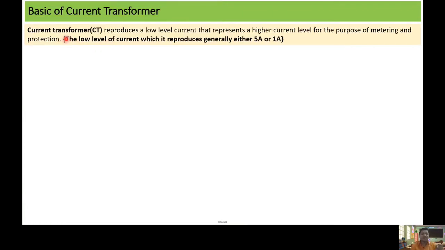If you ask me what a current transformer does, a current transformer reproduces a low level current that represents a high level current, meaning it's a kind of step down transformer, and this low level current is used for the purpose of metering and protection. A very important point is that the low level current which a current transformer reproduces is generally either 5 amps or 1 amp. That means whatever current is flowing in the primary side, the secondary is generally 5 amp or 1 amp. We will understand how a current transformer works with the help of a 1000 by 1 amp CT.